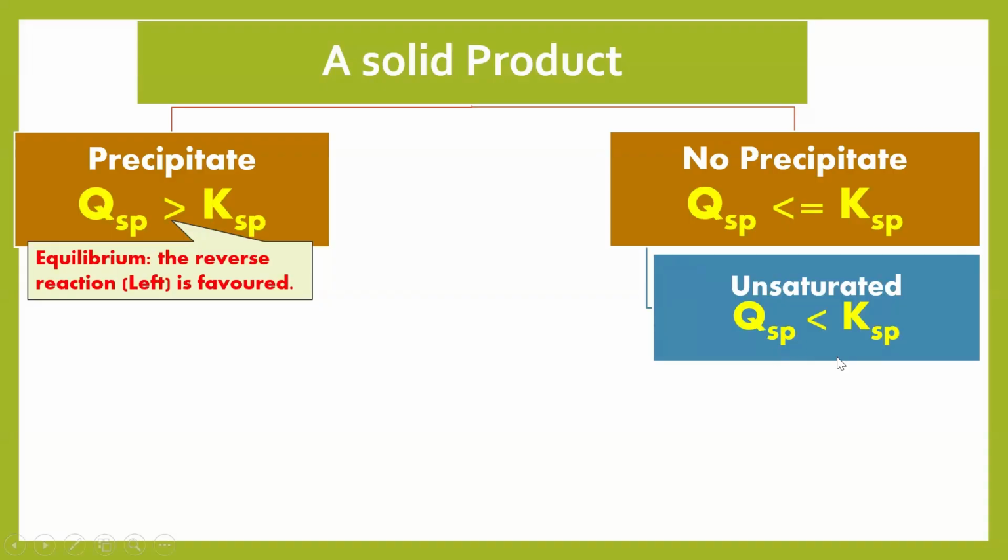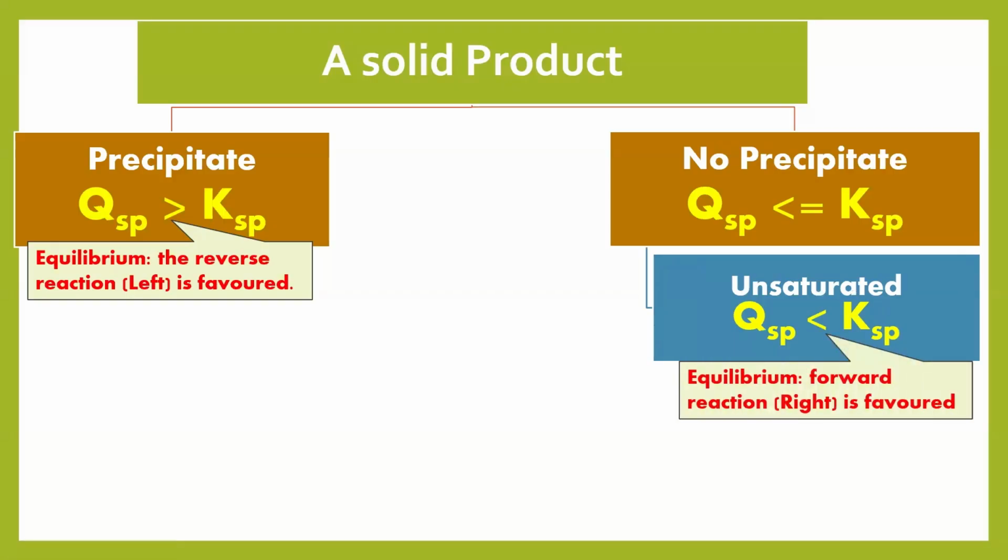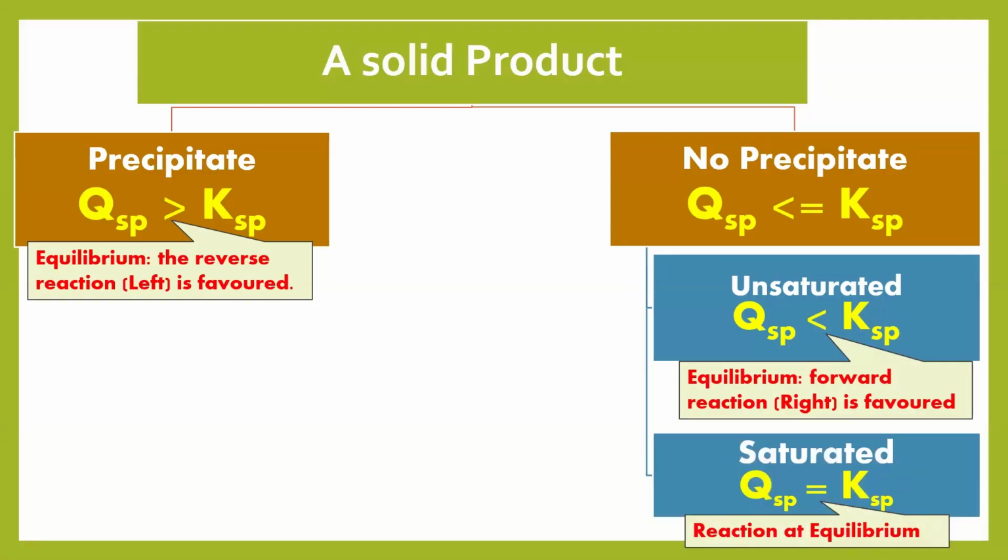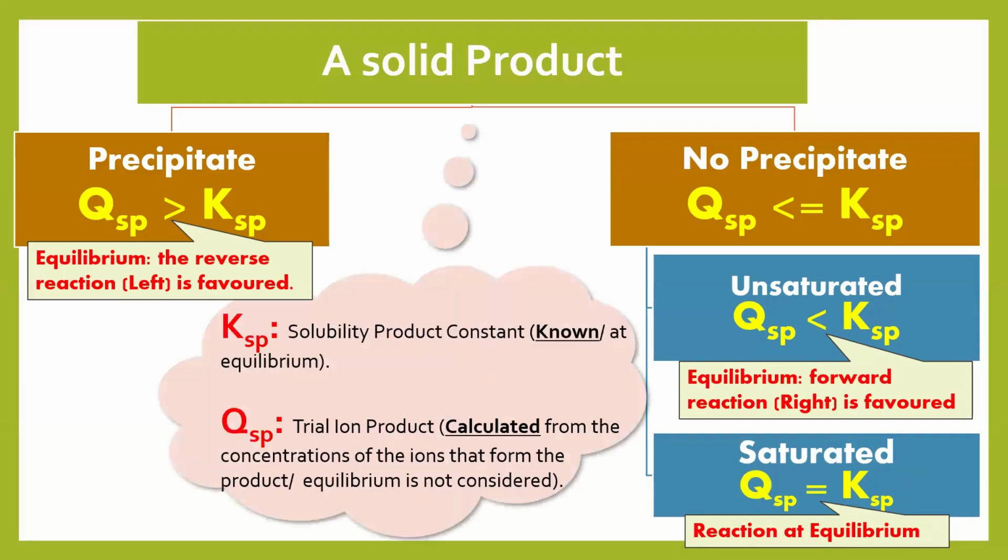If the Qsp is less than the Ksp, it means that this is an unsaturated solution, and to achieve equilibrium, the forward reaction is favored. In case of Qsp equal to Ksp, the reaction is already at equilibrium. Ksp is the solubility product constant. This is constant, so it's known, and it is at equilibrium.